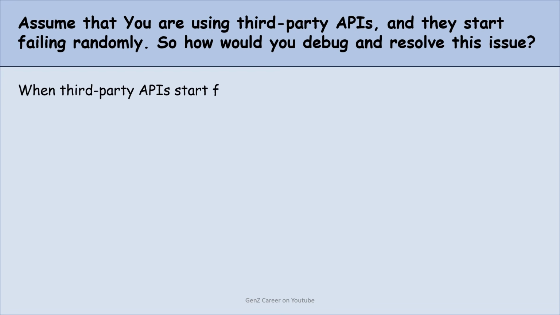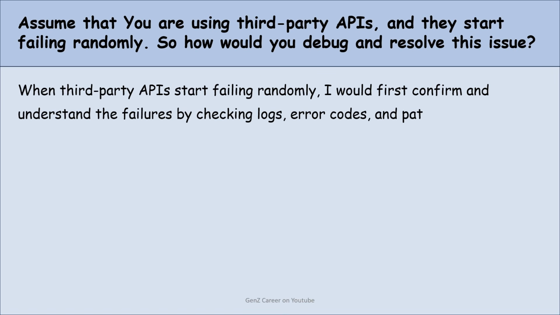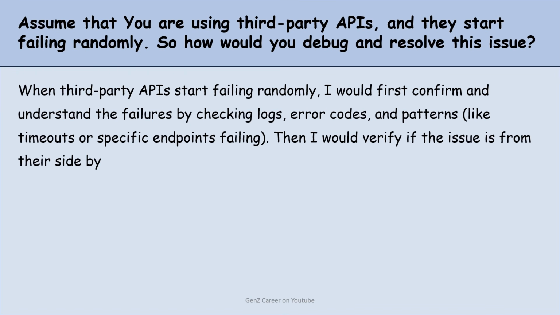So basically, when a third party API starts failing randomly, we would first confirm and understand the failures by checking logs, error codes and patterns like timeouts or specific endpoints failing. Then we would verify if the issue is from their side by checking their status page or trying the API manually. Are you getting my point?